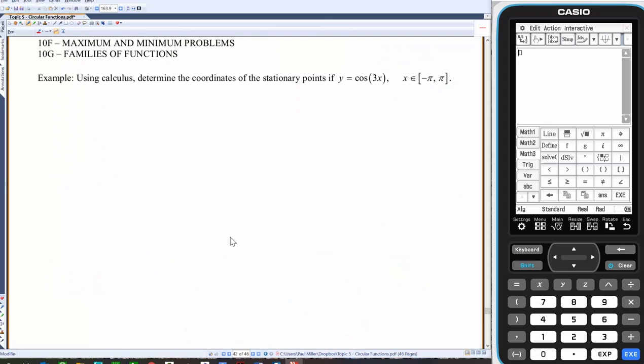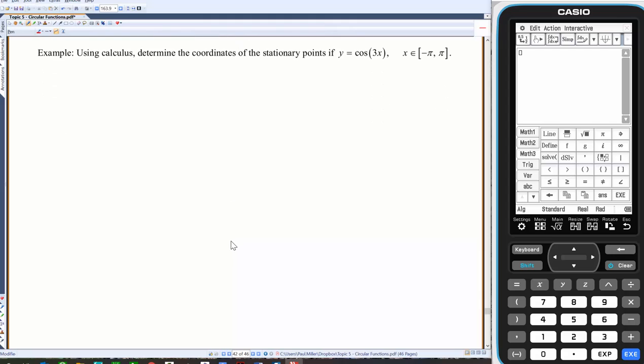All right, so some more tricky problems here. Example: using calculus, determine the coordinates of the stationary points if y equals 3 cosine 3x over this domain. So we have to use calculus for it. I can't sketch the graph and say there's a stationary point, there's a stationary point. I've got to use calculus to answer this question. That's what it says here.